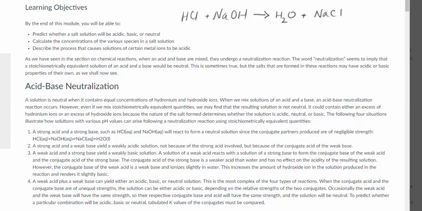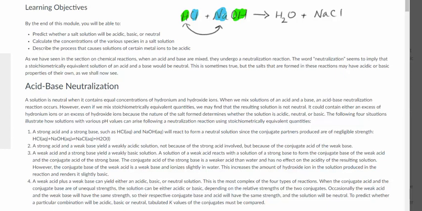Now keep in mind, this is a double displacement reaction. So I have my H and my OH combining, and then I have my chlorine and sodium combining. So this is a transfer of the anions or a transfer of the cations, however you prefer to look at it, but it is a double displacement nonetheless.